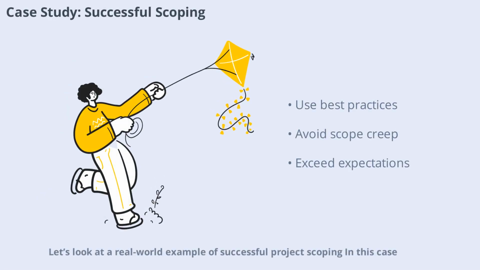Let's look at a real-world example of successful project scoping. In this case, the team used stakeholder analysis, SMART goals, and regular scope reviews to deliver a complex project on time and within budget. By following best practices, they avoided scope creep and exceeded stakeholder expectations. This case study highlights the value of effective scoping techniques.